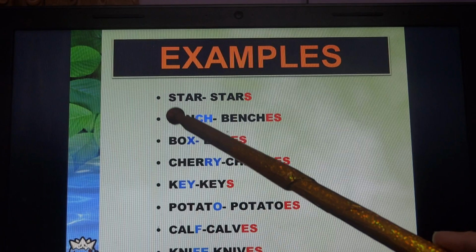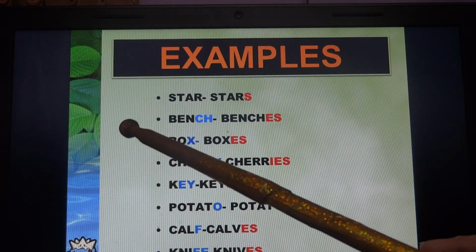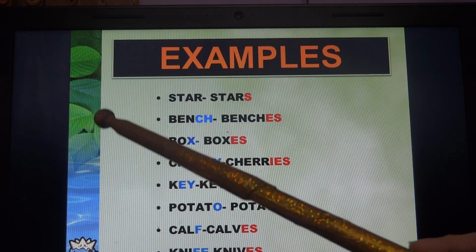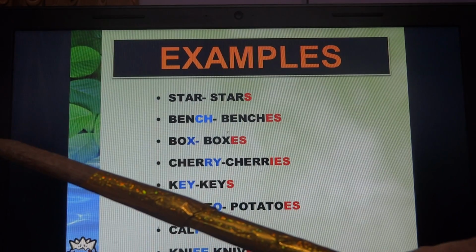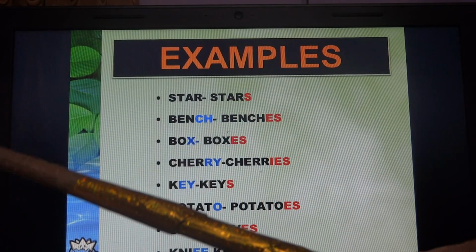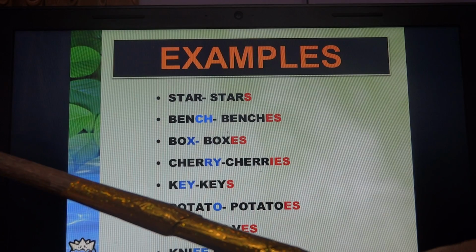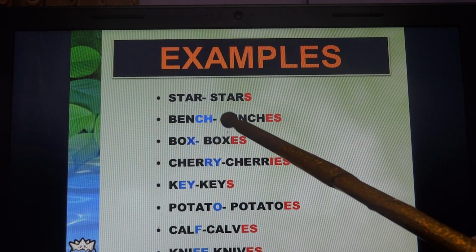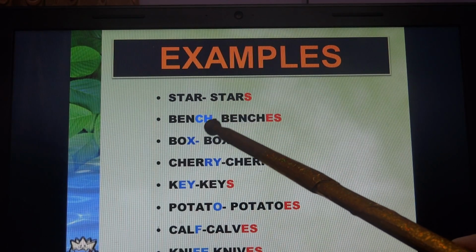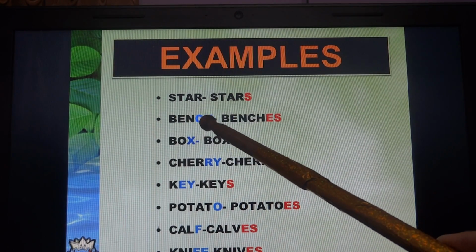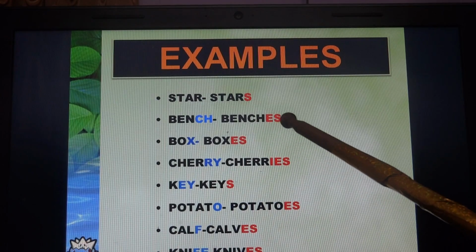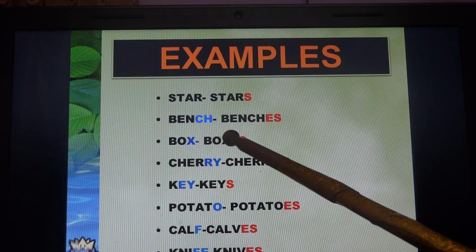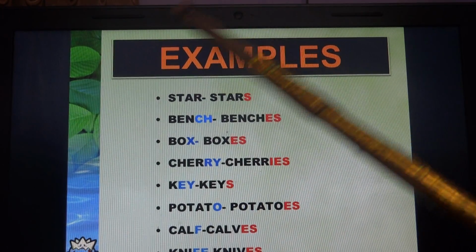Next rule says that nouns ending with ch, s, sh, x or z form their plural by adding es to it. I have taken examples from ch and x, where bench becomes benches by adding es to it and box changes to boxes.